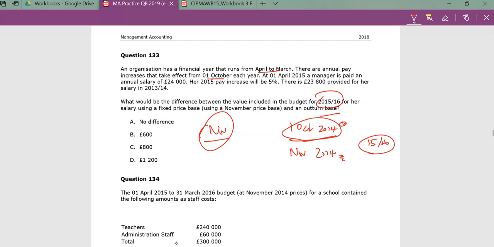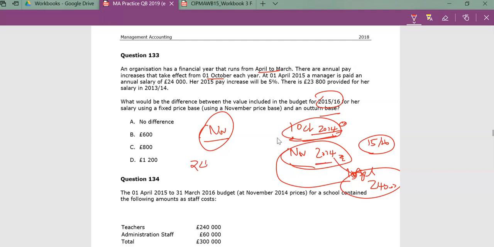Right, okay, great. And it says here, at the 1st of April, she's paid an annual salary of $24,000. So the pay rise kicks in on the 1st of October. So by the 1st of April, she is receiving that salary of $24,000. That figure was awarded on the 1st of October, right? Because we're told that that's the pay rise that she gets. So that pay kicked in on the 1st of October 2014. So by now we knew what that was, and that would have been our fixed price figure, if you like, of $24,000.